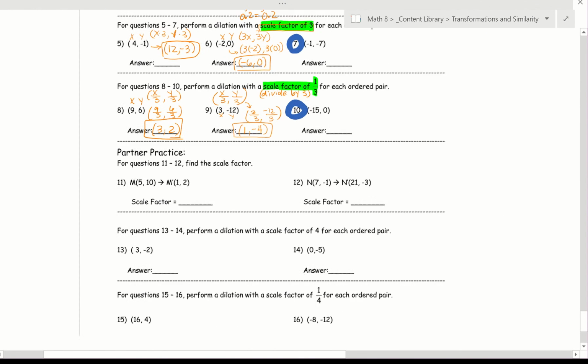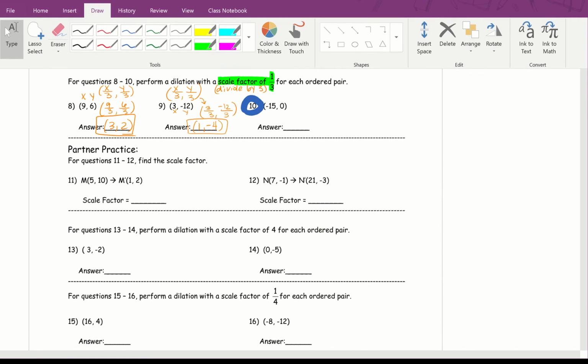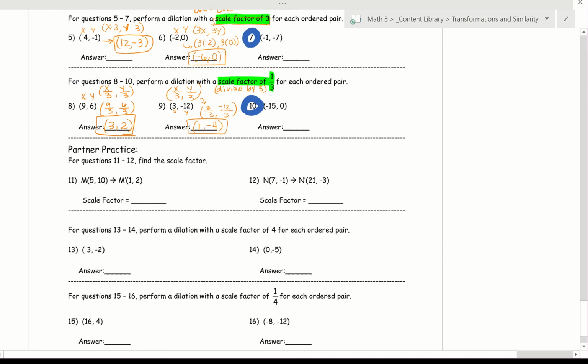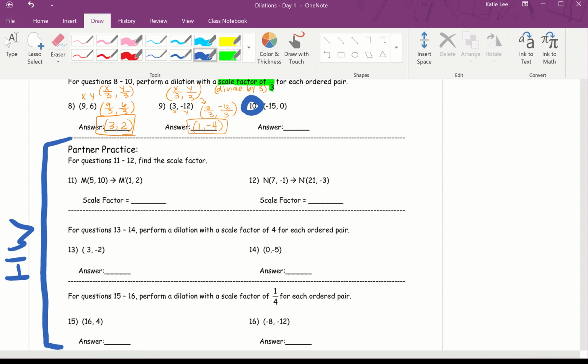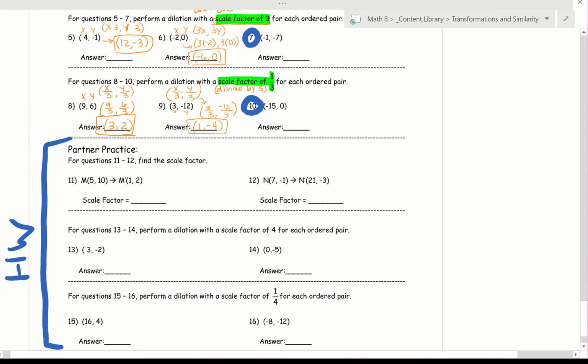Okay. The rest of this is also homework. So please do that. And then we will do dilations 2 tomorrow. Okay, my dears.